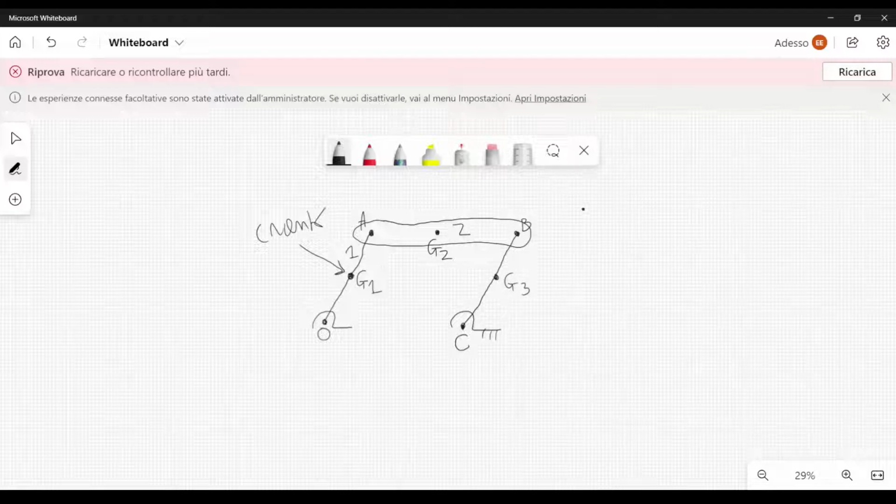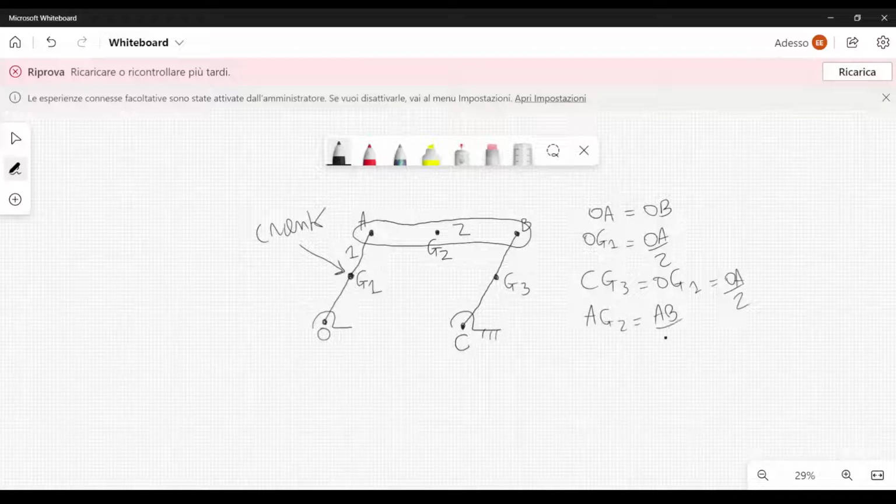So in particular, we know that the length OA is equal to the length OB, and OG1, for example, is equal to OA over 2. Similarly for CG3, which is equal to OG1, which is equal to OA over 2, and AG2 is equal to AB over 2. So these are midpoints, G1, G2, and G3.